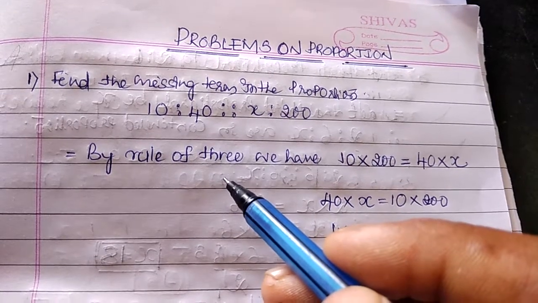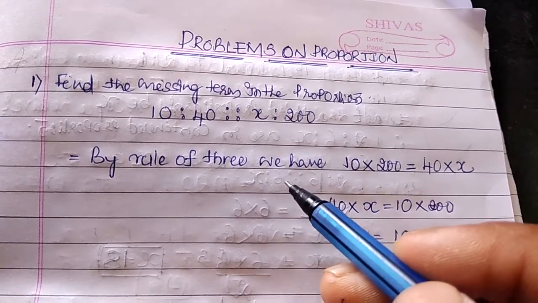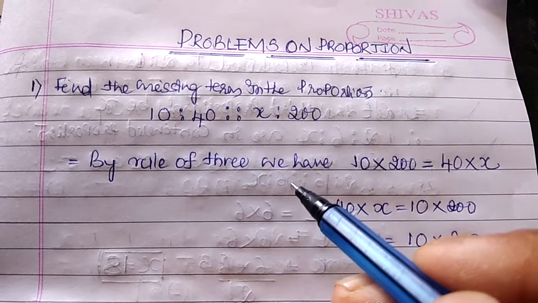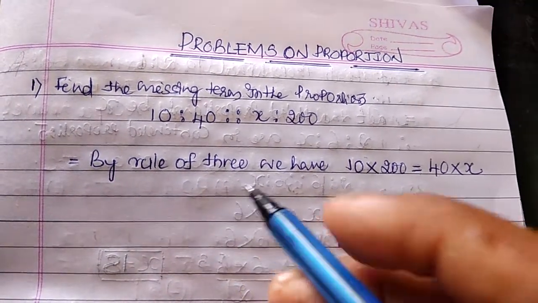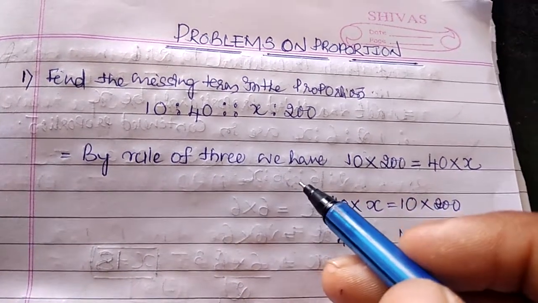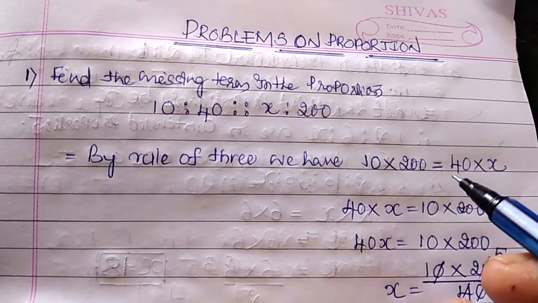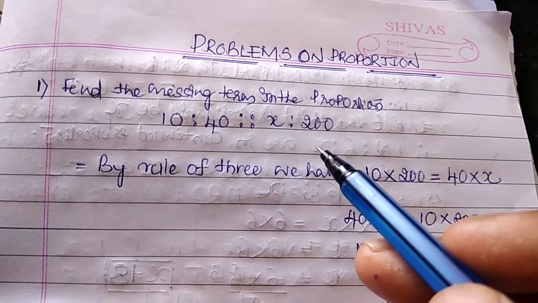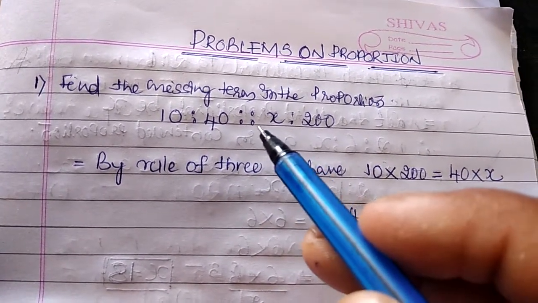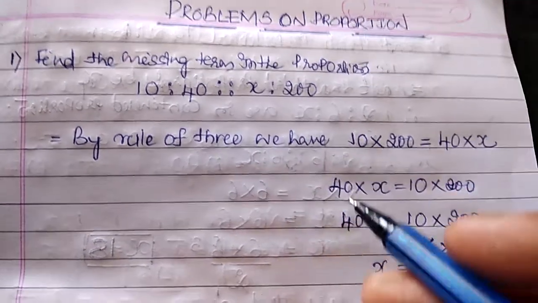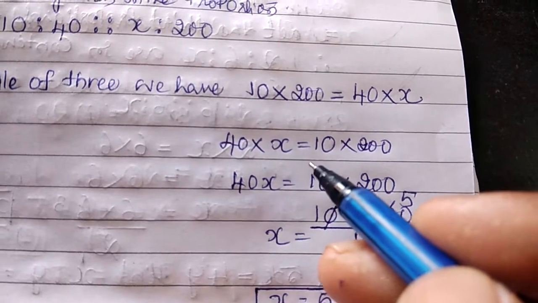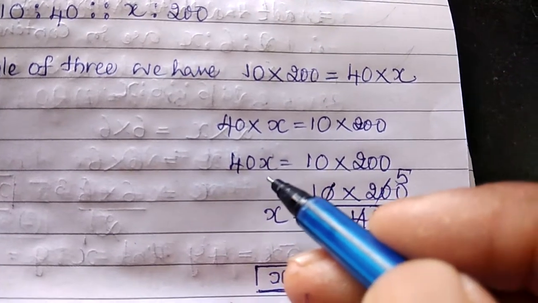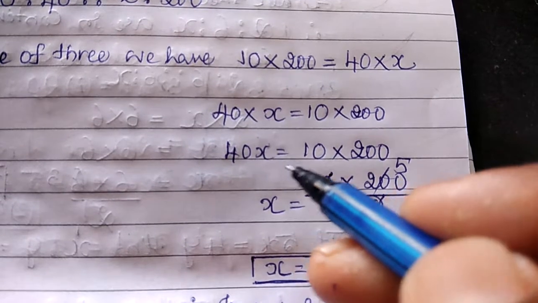So the rule is: the product of extremes is equal to the product of means. This is the rule applied in proportion. That rule is called the rule of 3. So by the rule of 3 we have 10 into 200 is equal to 40 into x. Product of extremes, 10 into 200, is equal to the product of means, 40 into x. So 40x is equal to 10 into 200.